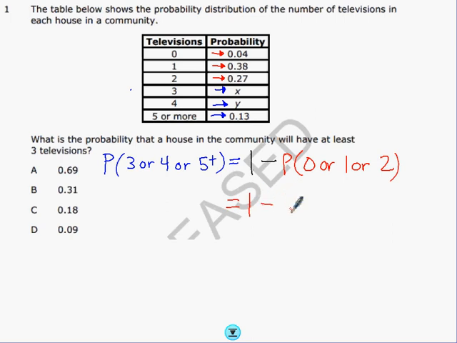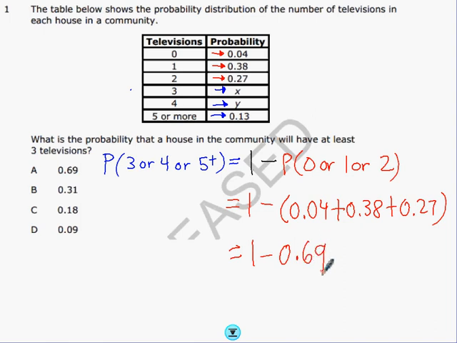Now let's think about this. This is an OR question. You need to ask if these are inclusive or exclusive possibilities. Well, a household cannot have exactly 0 televisions and exactly 1, or 0 and 2, or 1 and 2. So these are exclusive, which means if I want to find this probability, I'm going to add them all up. The probability of 0 is 4%, plus the probability of 1 is 38%. The probability of 2 is 27%. So this is equal to 1 minus, we need to add these up, that's 50, 65, 69%, and 100% minus 69% is 31%.